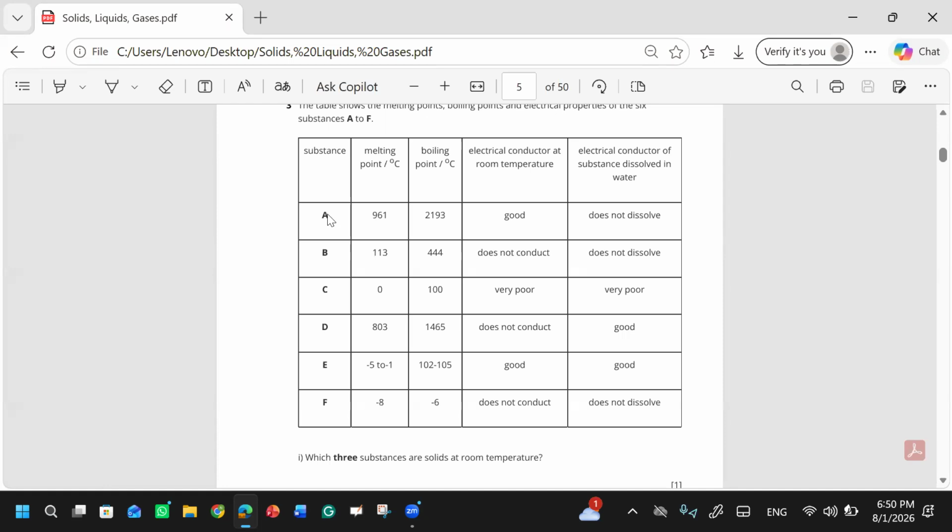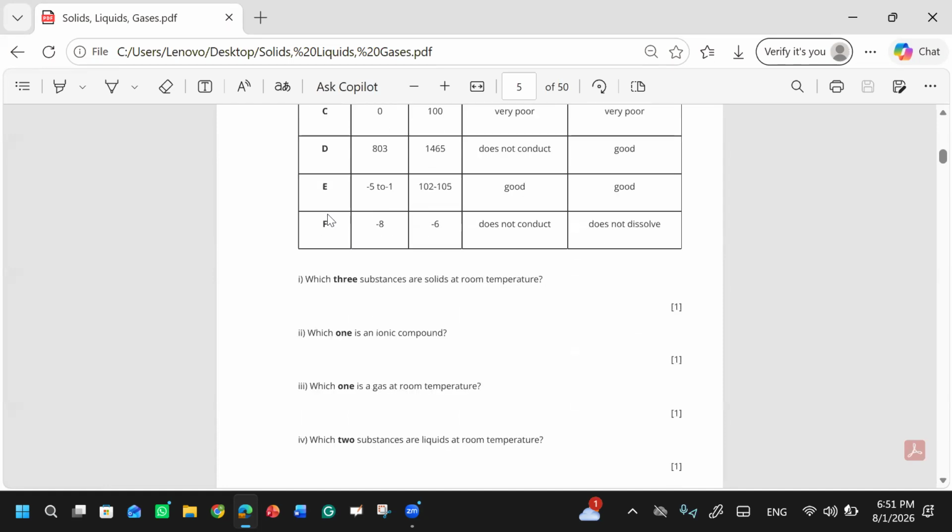What about the other substance you were saying? A, B, and E. What about B? Why have you chosen B? Because it has a high melting point, above room temperature, above 25 degrees.